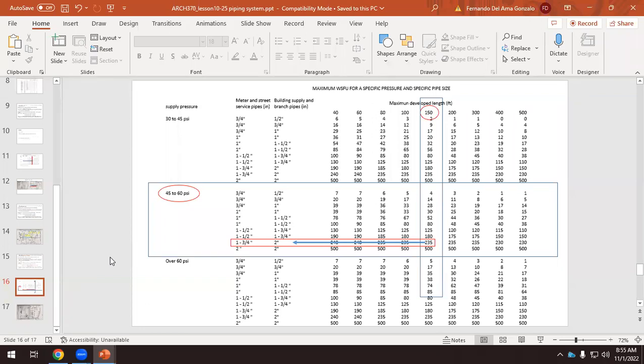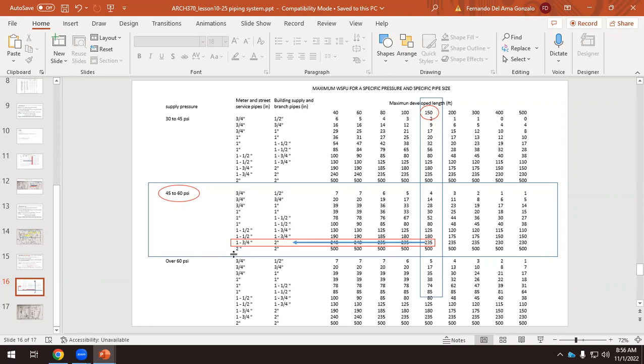We have 4 different restrooms, 2 on the first floor, 2 on the second floor. So that's the goal. The goal is that we need to dimension the first pipe that comes from the city supply. And then we have to take into account the maximum developed length and all the fixture units that we have in all the restrooms.